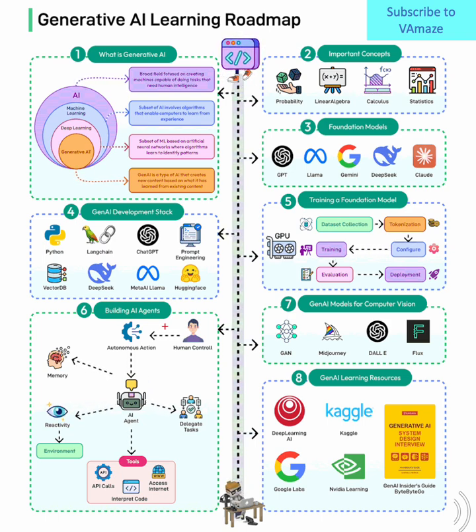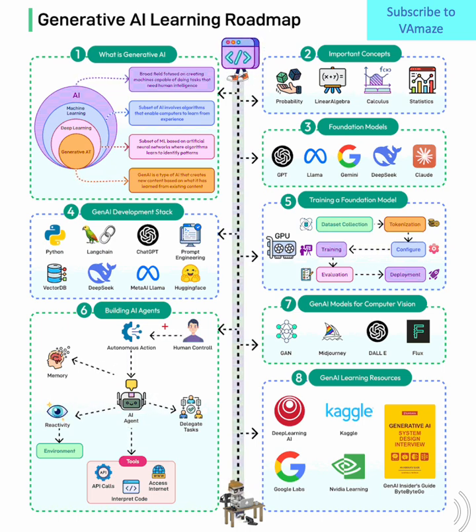Once you have a trained foundation model, the next frontier is building AI agents, autonomous systems that can perceive, plan, and act within an environment, sometimes with human oversight. An AI agent combines a few key capabilities: reactivity, to respond in real time to new inputs; memory, so that it can store and recall relevant past information; autonomous action, where the agent takes initiative based on its objective; and human control, which allows people to intervene or adjust high-level goals when needed.